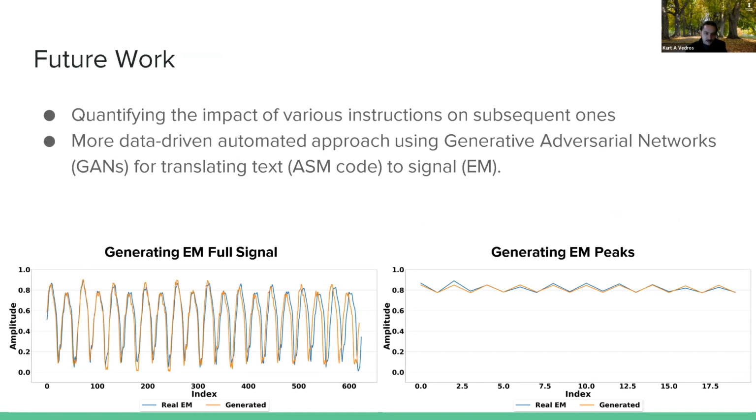Some early results when generating the electromagnetic signals using GANs are portrayed at the bottom here, with a comparison between the real captured electromagnetic signals and the generated ones. The full signal is portrayed to the left, and a comparison when generating only the electromagnetic peak amplitudes is given to the right.